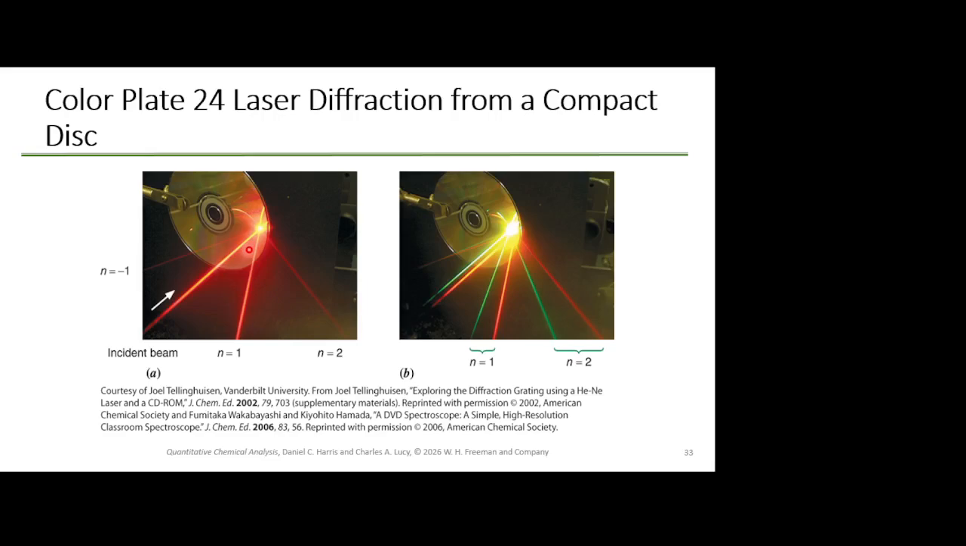And so our incident beam here has a multiple N1 of its wavelength, and that's that beam coming off here. And then we have a multiple N2 of that wavelength, which is that one. And then this one would actually be an N-1 multiple. And so we see beams coming off in those three directions from this disk.